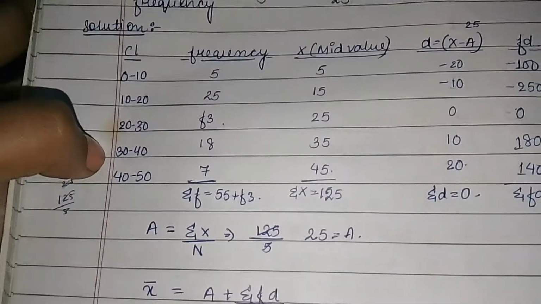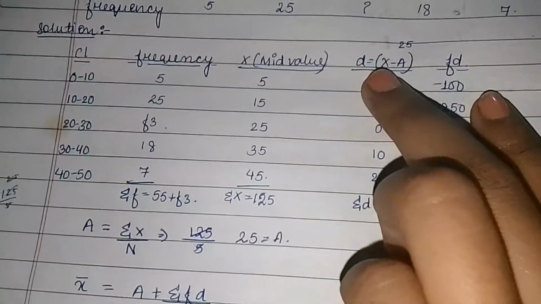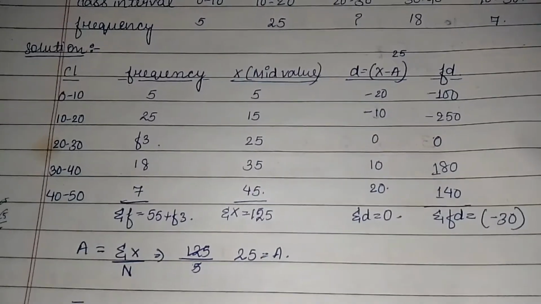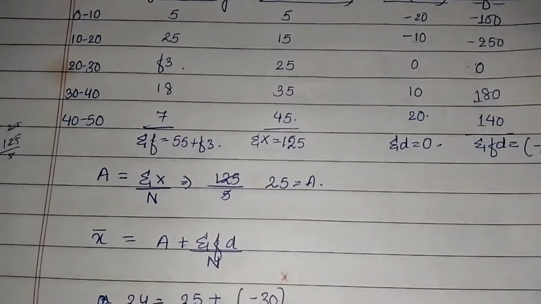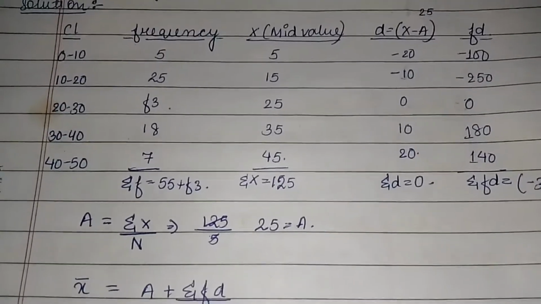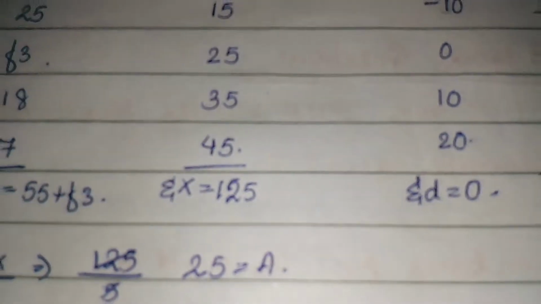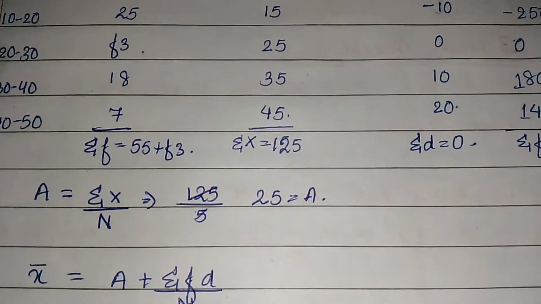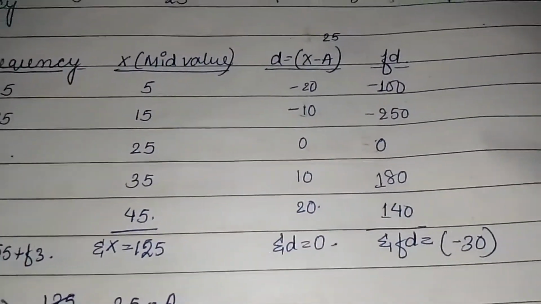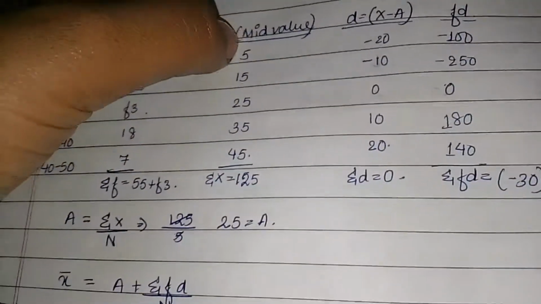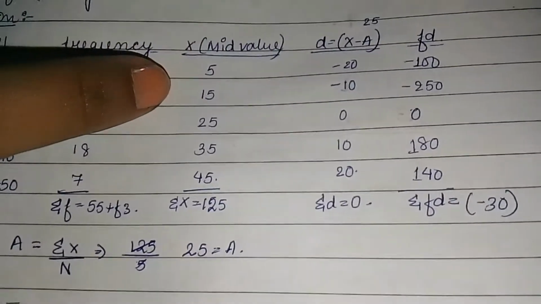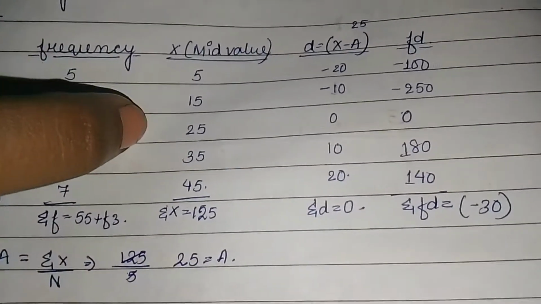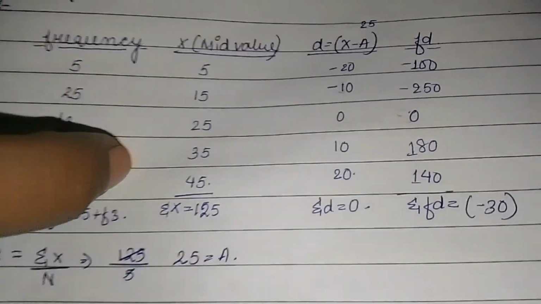Now we have to calculate D. D is x minus a. For a we take summation of x upon n. Summation of x we got 125 and n is 5, so 125 by 5 equals 25. So a will be 25. Now x minus a: 5 minus 25 is minus 20, 15 minus 25 is minus 10, 25 minus 25 is 0, 35 minus 25 is 10, 45 minus 25 is 20. So sigma d will be 0.